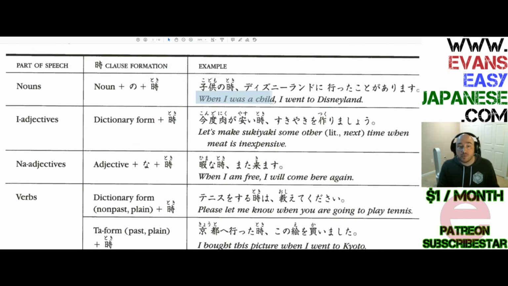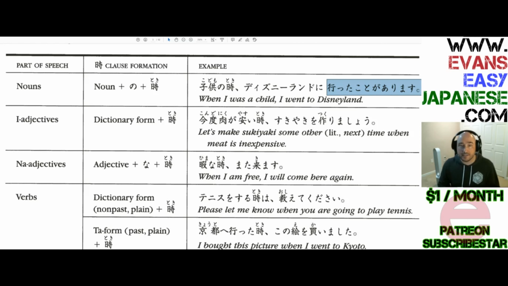The translation is, when I was a child, I went to Disneyland. Okay, so let's look at the main clause, the meat and potatoes. ディズニーランドに行ったことがあります. I have been to Disneyland. 行った, past tense of 行きます, 行く, 行きます, 行った, 行きました, went. And then when you end a past tense, or I should call this, really it's a perfective.